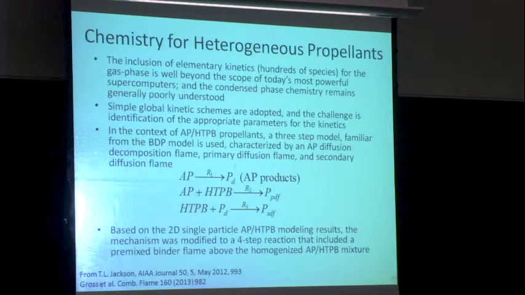And this just shows an example of a simple chemistry model that's been used in these three-dimensional calculations, where the AP can basically decompose to some decomposed products. The AP can then also react with the binder to form decomposed products in a diffusion flame. And then the HTPB can also react with the decomposed products from the AP to form additional products. And again, it's a crude model, but if you generally get the heat release rate in these three steps, you can do a pretty good job predicting burning rate.